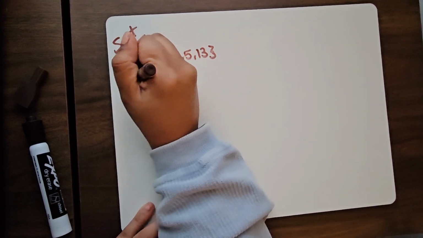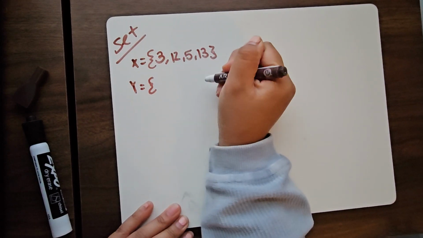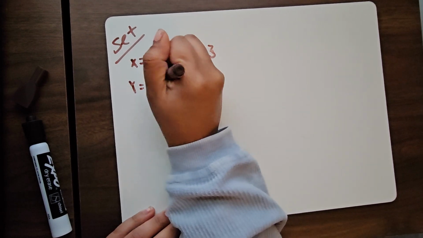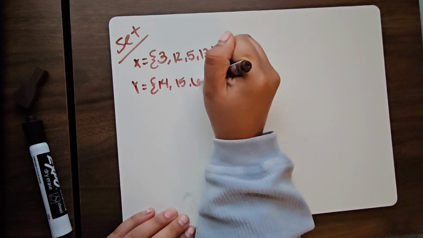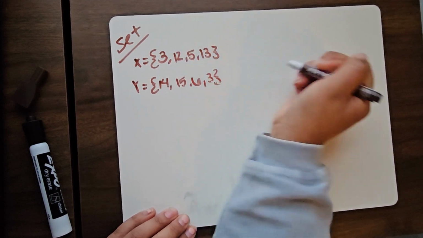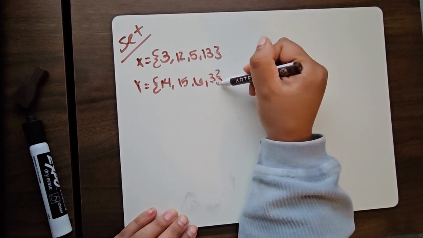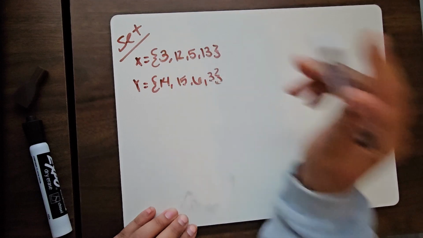We'll go ahead and add another set, and we'll call this set Y. Our set Y consists of the distinct objects: the number 14, the number 15, the number 6, and the number 3. This is our second set. In math, we often put brackets around numbers or objects separated by commas.